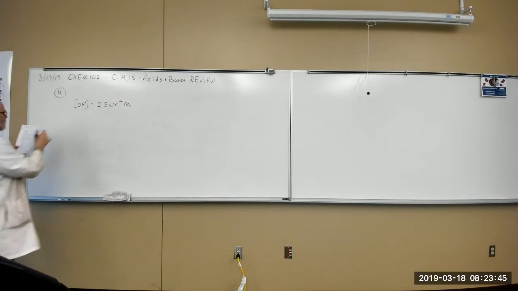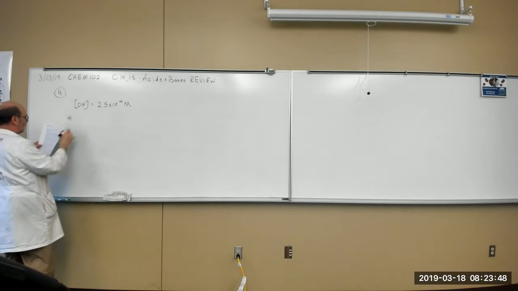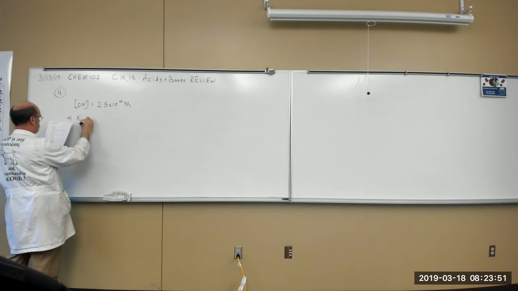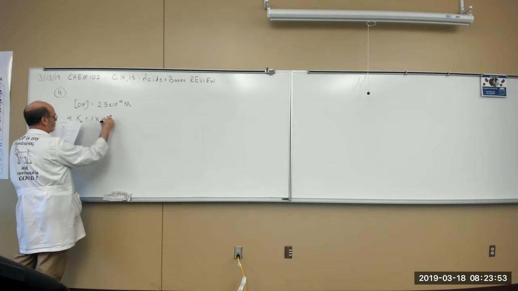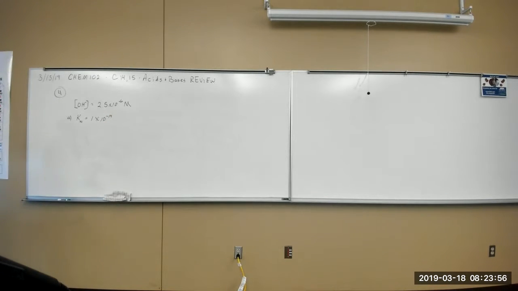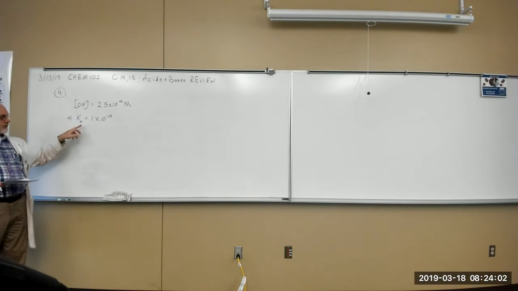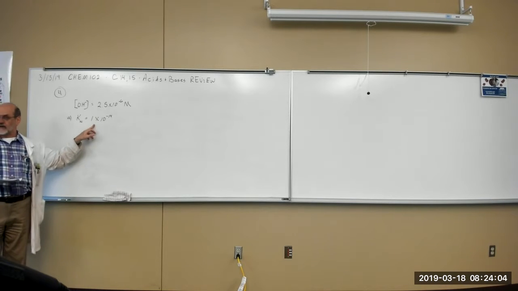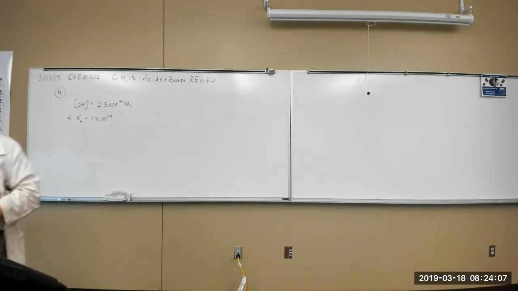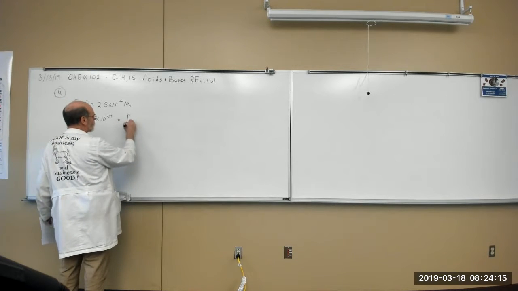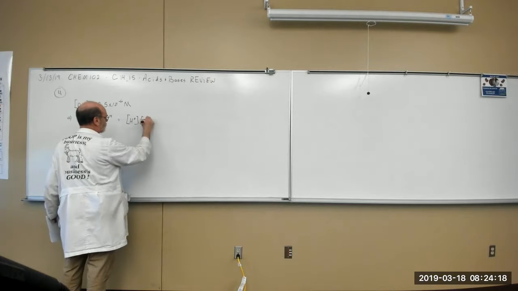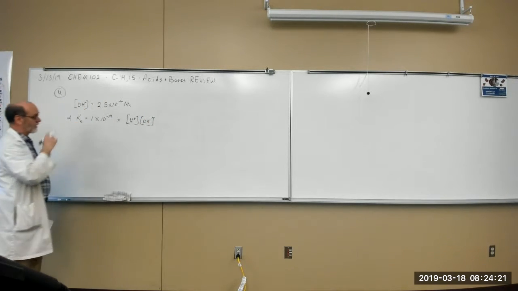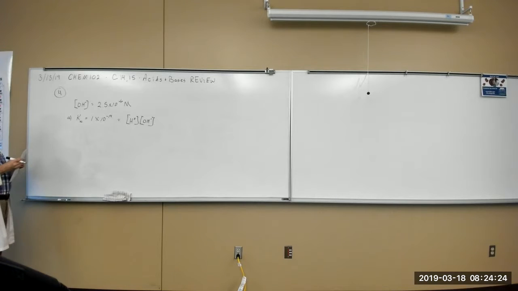All right. So A, is this true? You don't even need to know that to answer this one. That one's always true. KW is always 1 times 10 to the minus 14 at 25 degrees. That's the constant for water, correct? Yes, equilibrium constant for water. And you would just have this and that. Okay, so that one's true.